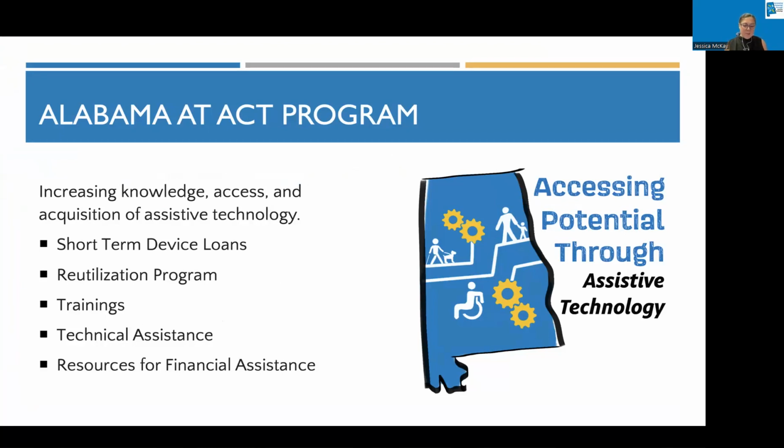You are joining the Alabama Assistive Technology Act program, or Accessing Potential Through Assistive Technology. We are here as part of a federally funded program to increase knowledge, access, and acquisition of assistive technology. We do that through several different programs, including short-term loan devices, a reutilization program, trainings, technical assistance, as well as resources for financial assistance. We'll have some links at the end so you can learn a little bit more about our program and how we can help you in the state of Alabama get access to assistive technology.